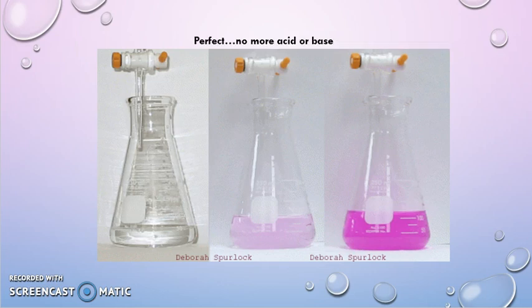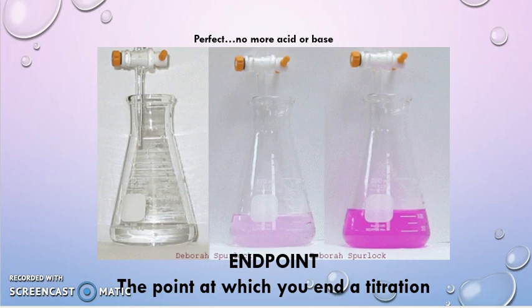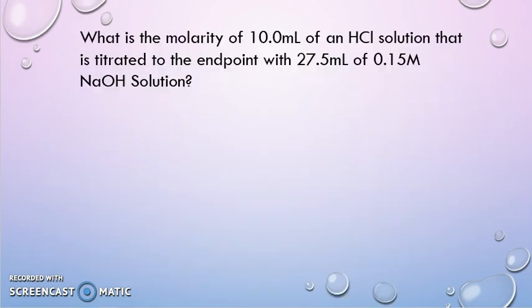Where we want to stop is what I call baby butt pink. Smack dab in the middle, it's the faintest shade of pink that you could imagine. It's the perfect tipping point between acid and base. We call this point the end point because it is the point at which you are going to end your titration and take your measurements from. So speaking of measurements, let's take a look at some.